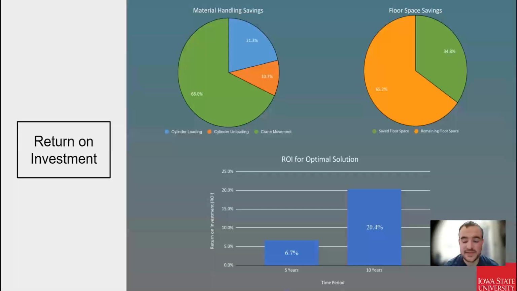Overall, we project a 6.7% ROI over a 5-year period following implementation. After a period of 10 years, we would expect a 20.4% ROI on this project.